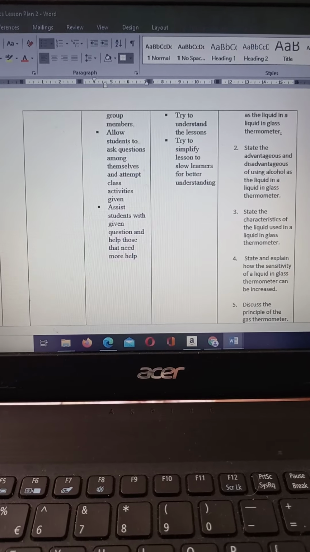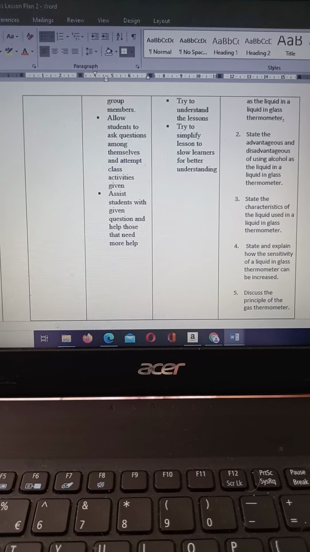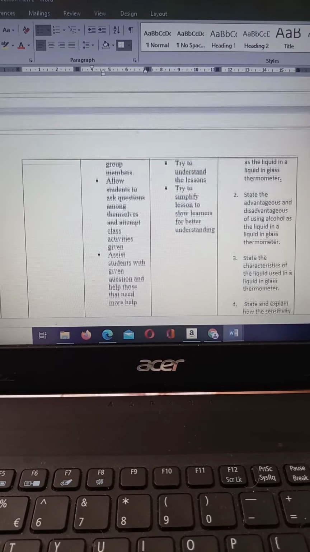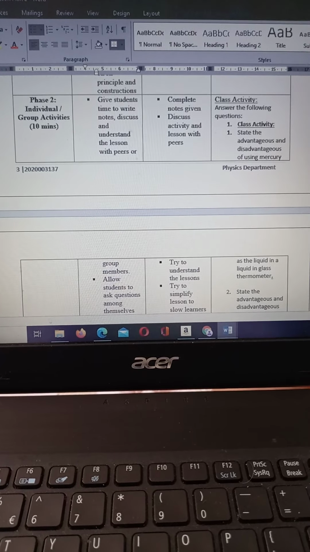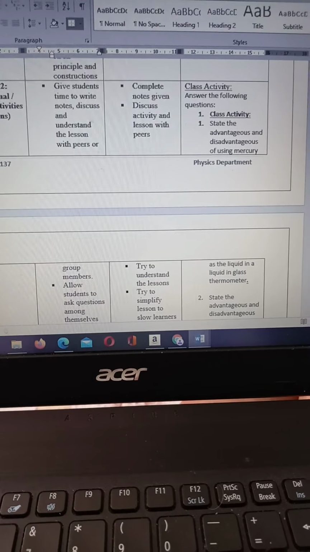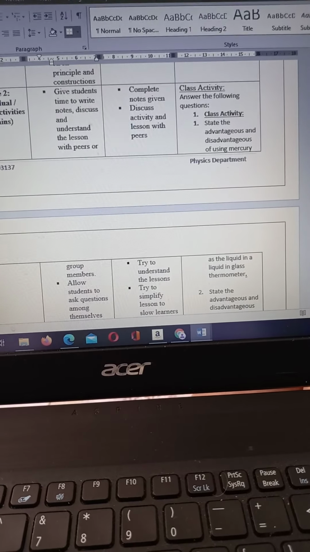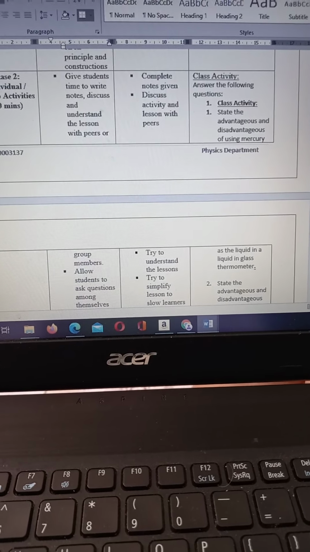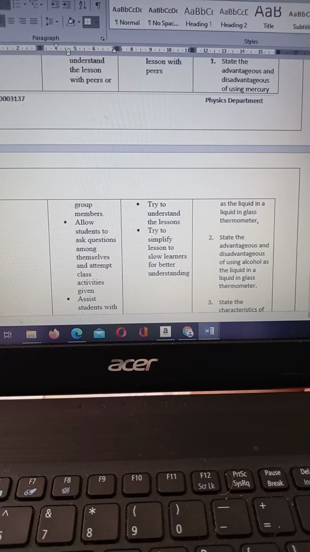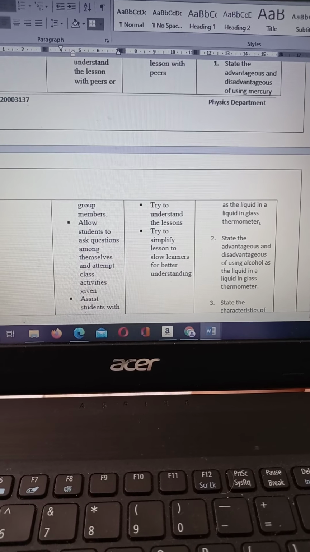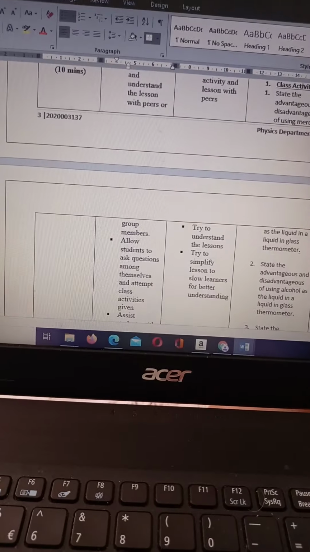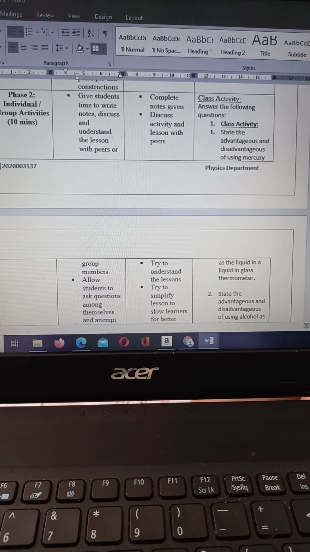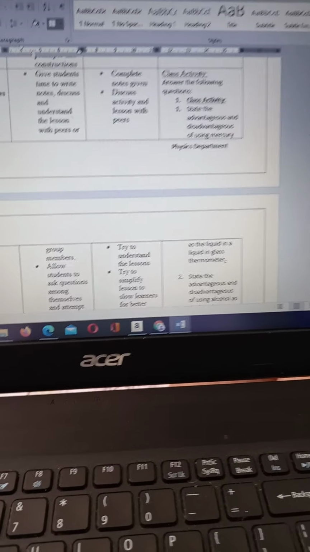Then what would I do? I would also just assist students with given questions and help those that need more help. Priority is mainly on those who need more help in understanding this concept. Then what do I expect my students to do? I expect them to complete the notes given, discuss the activity and lesson with peers, try to understand the lesson, and try to simplify the lesson to the slow learners for better understanding. This phase is mainly on them, just trying to help one another understand the question.